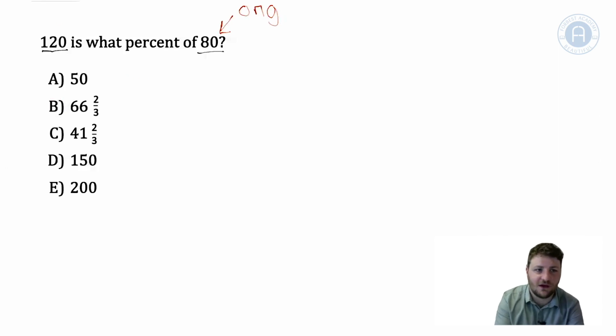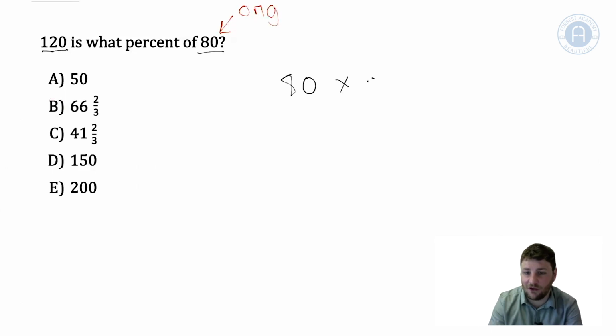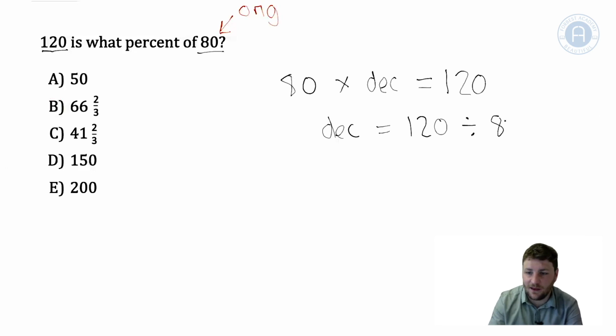Okay, we'll do this using all three methods again. We'll start off with our decimal multiplier method. So we know that 80 is our original number multiplied by whatever our decimal multiplier was is equal to our final answer. And again, we can work out that decimal multiplier by doing 120 divided by 80. If we work that out, we can cancel out our zeros to get 12 divided by 8.